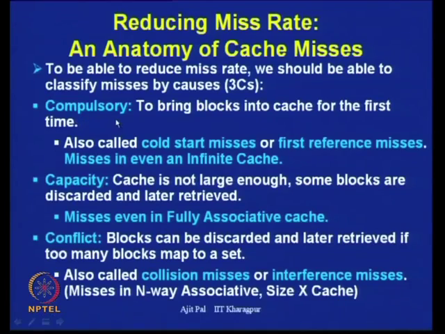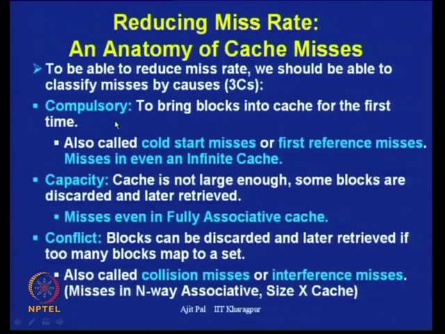Number one is known as compulsory misses. These compulsory misses occur because you have to bring blocks into the cache for the first time. As you know, when you turn the power on, the cache memory does not contain any useful instruction or data. So, the cache memory contains a kind of, you may say, garbage. So, for the first time you have to transfer instructions to the instruction cache and data to the data cache. So, this is inevitable, and you cannot really avoid compulsory misses.